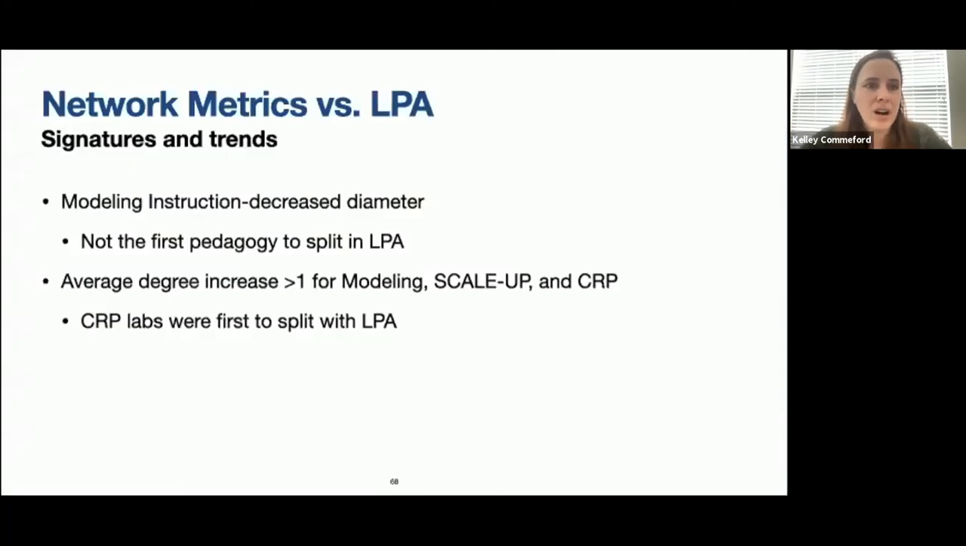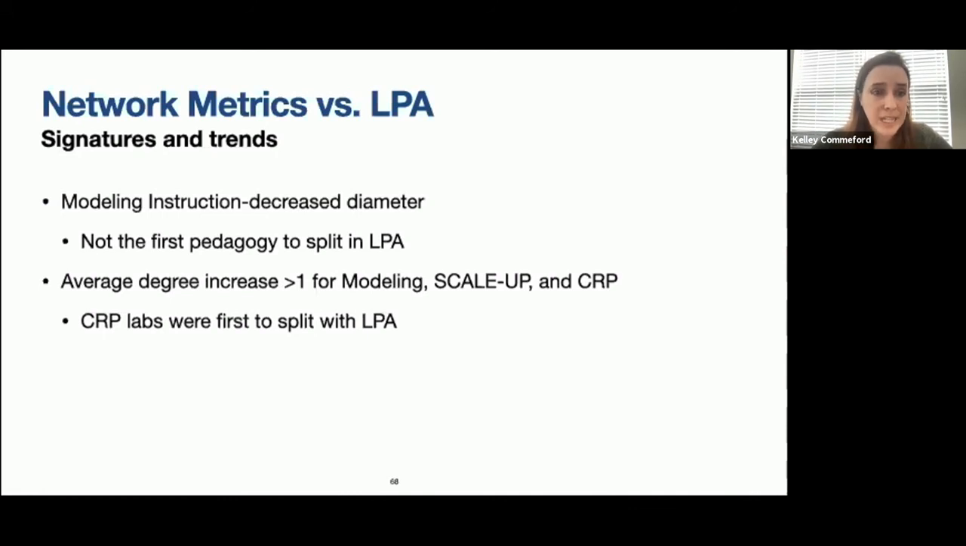If we compare our network metrics versus latent profile analysis, we notice some signatures and trends. Modeling instruction had a decrease in diameter, it had that more tightly connected network. So that could be a truly identifying feature of modeling instruction. However, modeling instruction was not the first pedagogy to split off with latent profile analysis. It was actually the context-rich problems, which were the first ones to differentiate from the not lecture-like in the 3-profile solution.